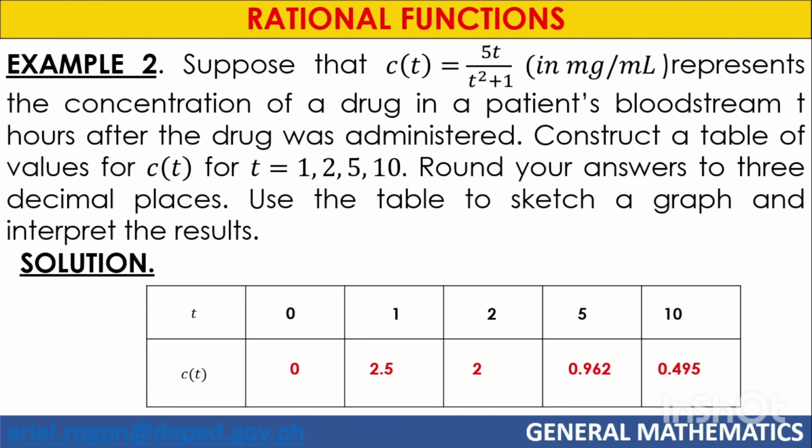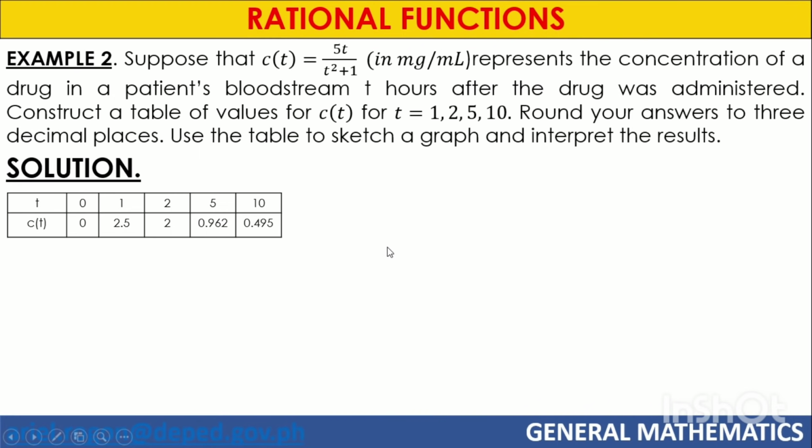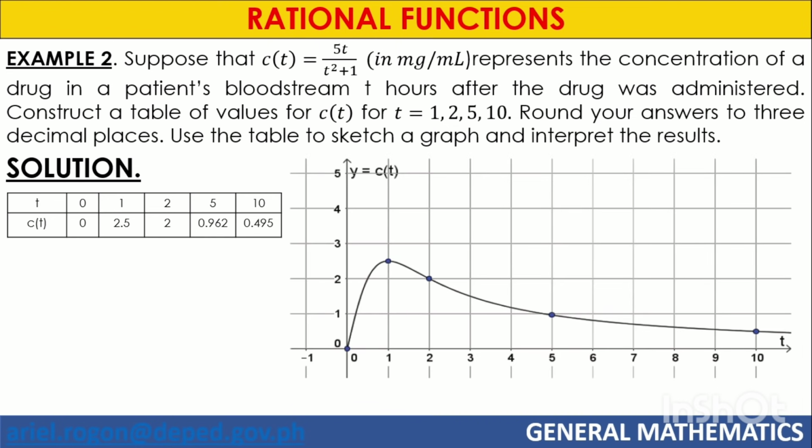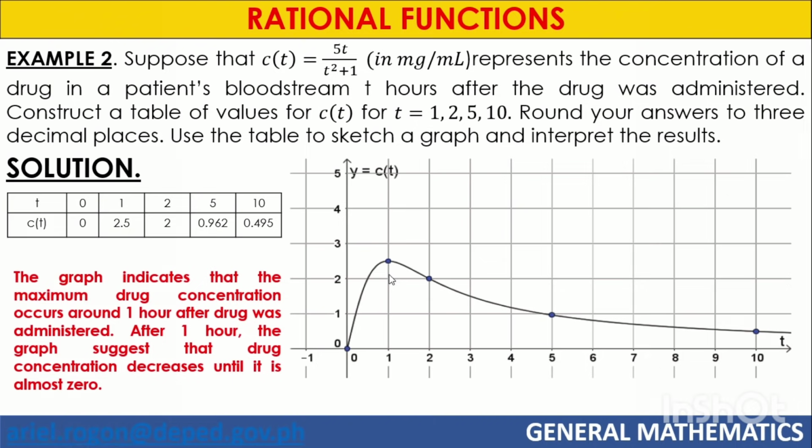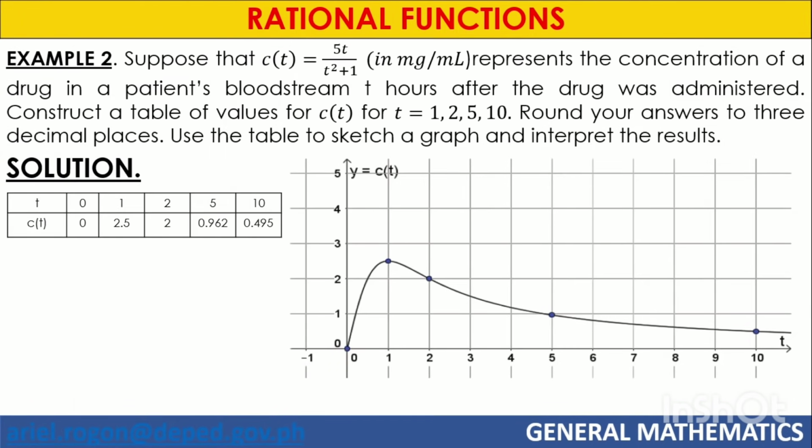Sabi kanina, we need to sketch the graph using the table of values. Okay? So this is now the graph. So start tayo sa 0. Pagdating ng after 1 hour, the bloodstream concentration is 2.5. Okay? Pagdating ng after 2 hours, bumaba, 2. After 5 hours, mas lalong bumaba, 0.962. So anong interpretation natin?